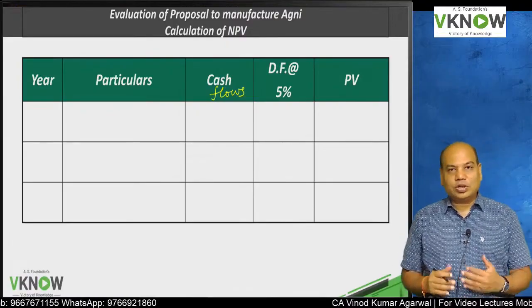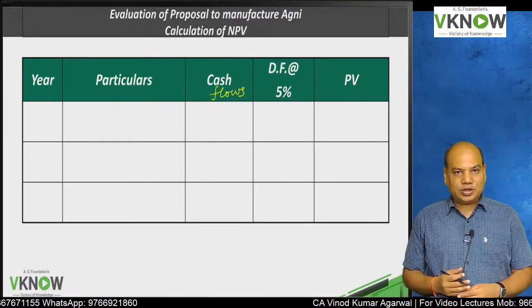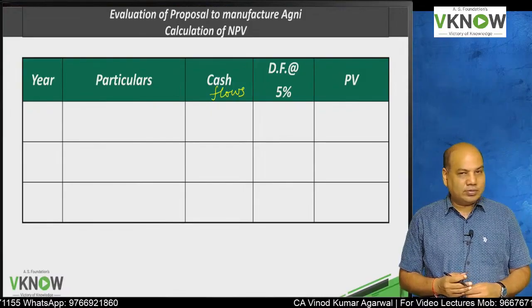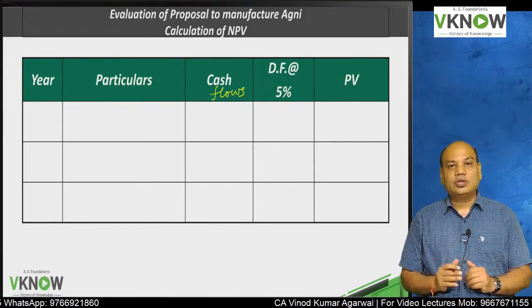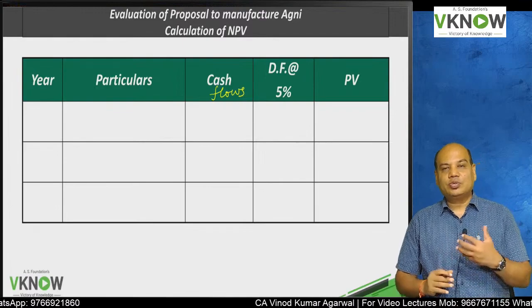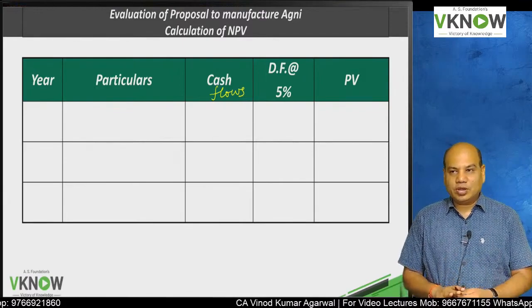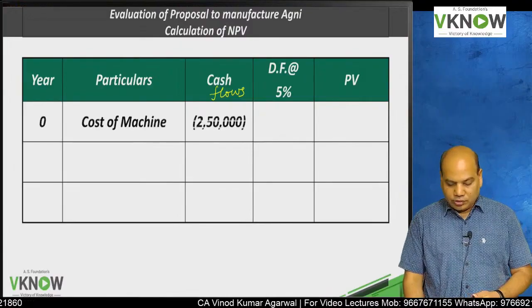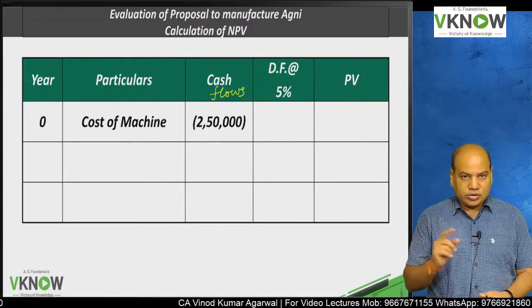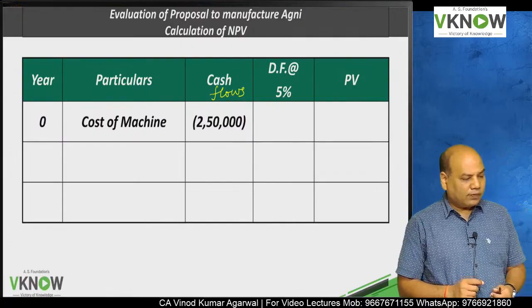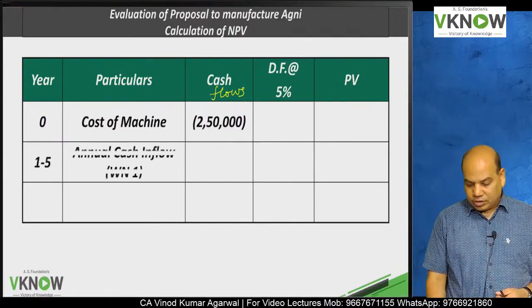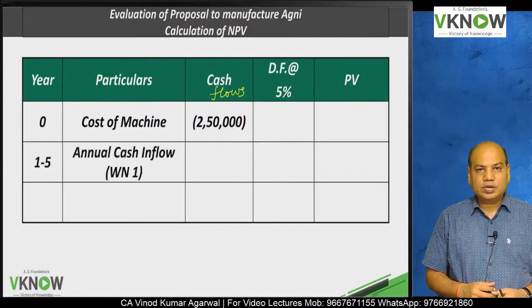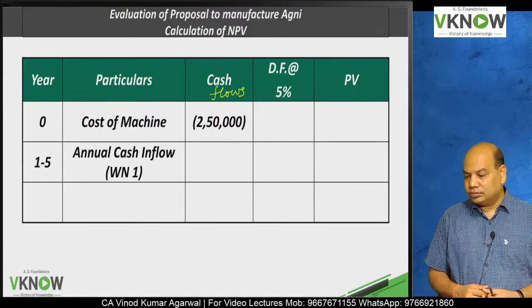They could have also given adjustment for inflation, but they have not done. They are very kind institute. Otherwise this question can have inflation adjustment also. First you write down year 0, cost of the machine 2,50,000. Year 1 to 5, annual cash inflow.